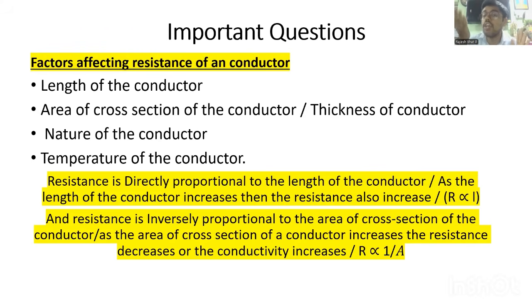Area of cross section and resistance are inversely proportional. Meaning, if something grows, something falls down. If the area of cross section increases, the resistance falls down. What is the meaning of directly proportional? Both grow together. As length increases, resistance increases. But inversely proportional means if your area of cross section increases, automatically your resistance will decrease. When they ask this, you have to write this statement: it varies inversely, as area increases, resistance decreases. So please remember these things.